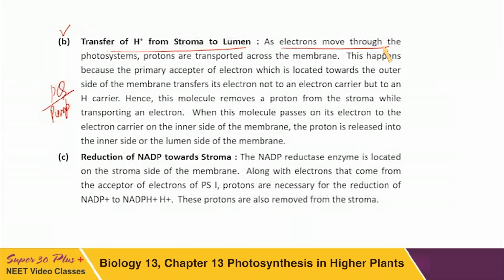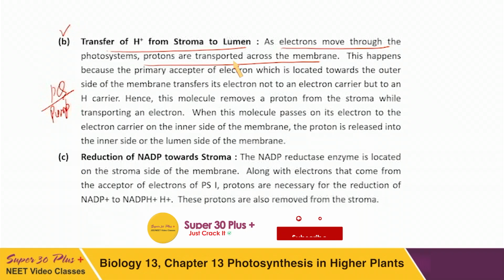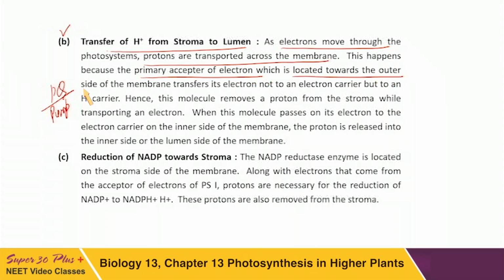Electrons move through photosynthesis. Protons are transported across the membrane. This happens because the primary acceptor of the electron, which is located towards the outer side of the membrane, will transfer its electron not to an electron carrier but to a hydrogen carrier. Hence the molecule removes a proton from stroma and will pump it towards the lumen of the thylakoid. The third one, which I told you in detail, is reduction of NADP, that is, towards stroma.